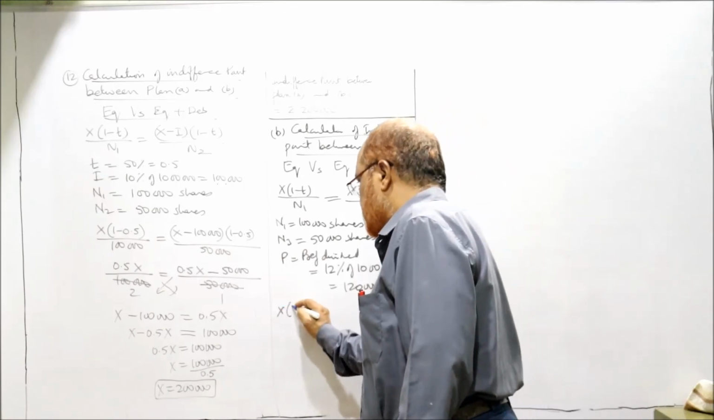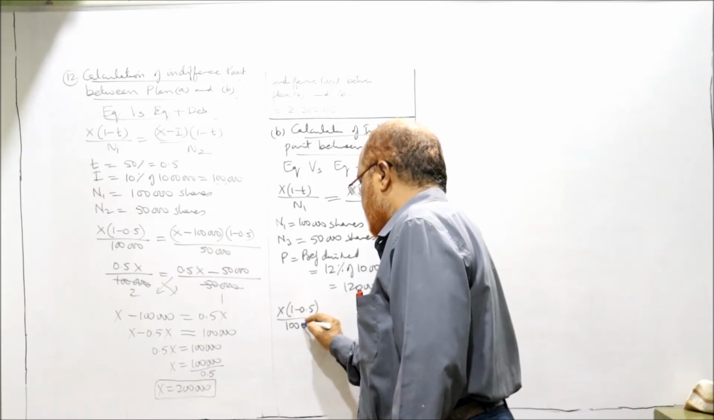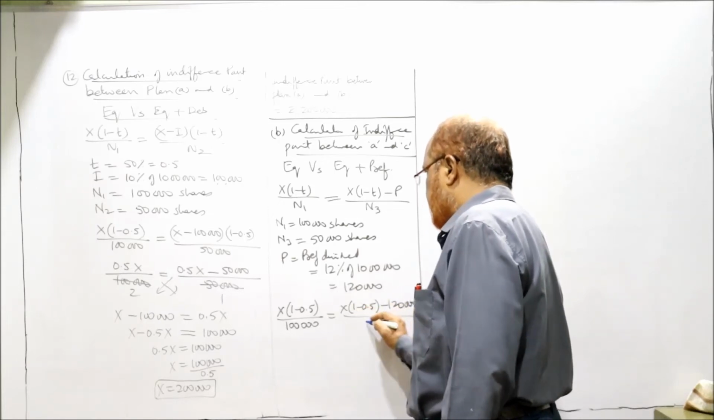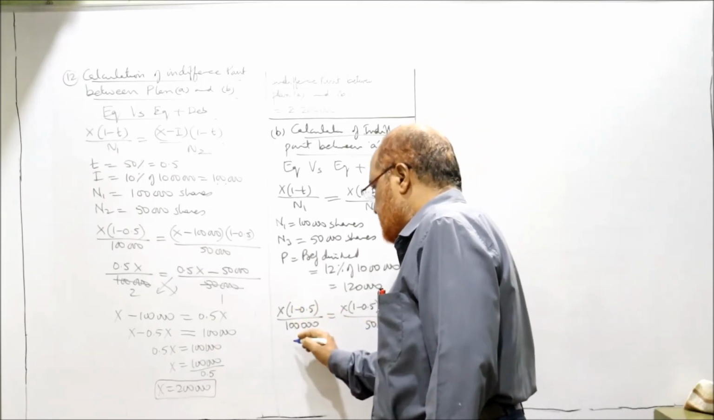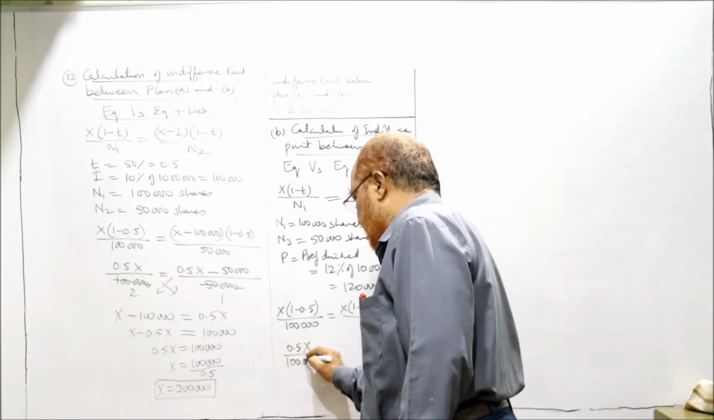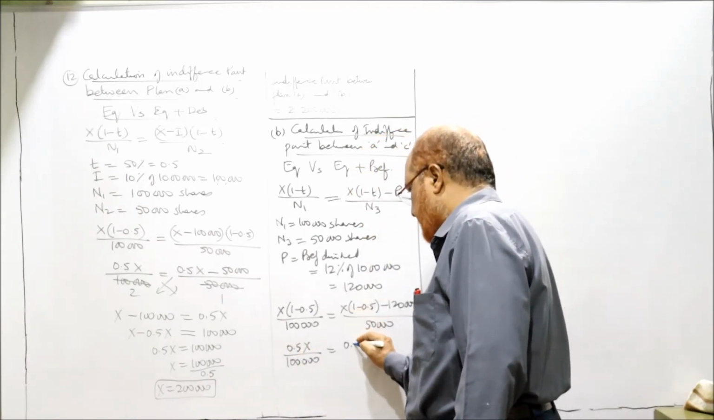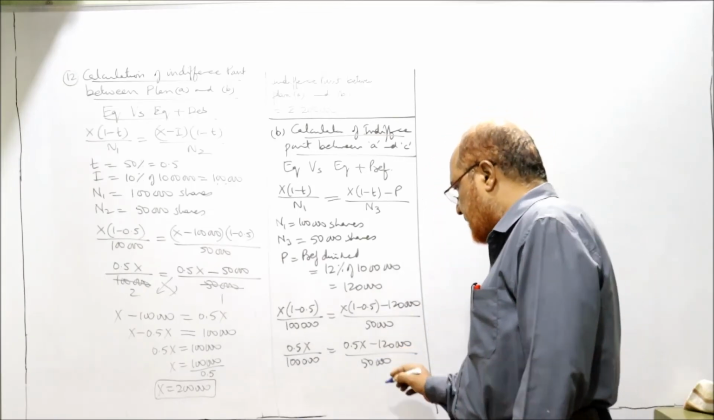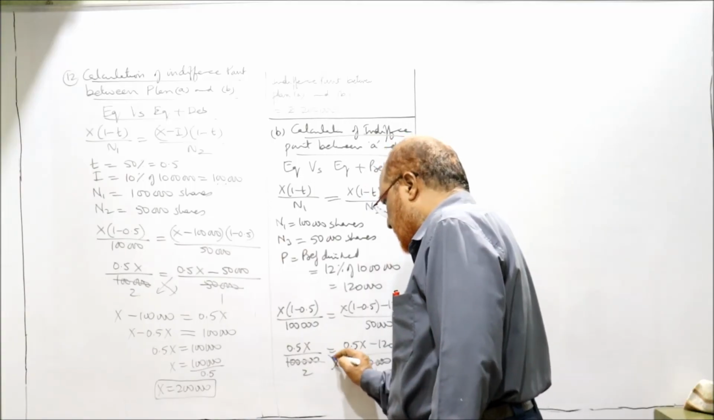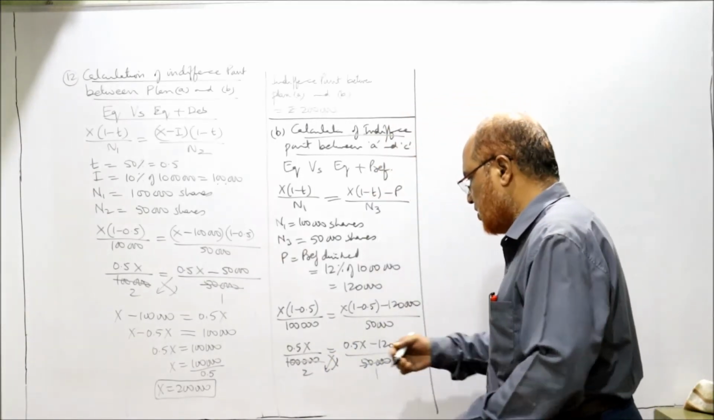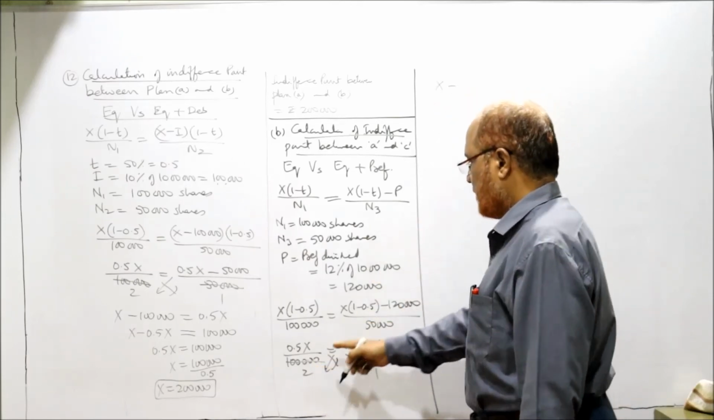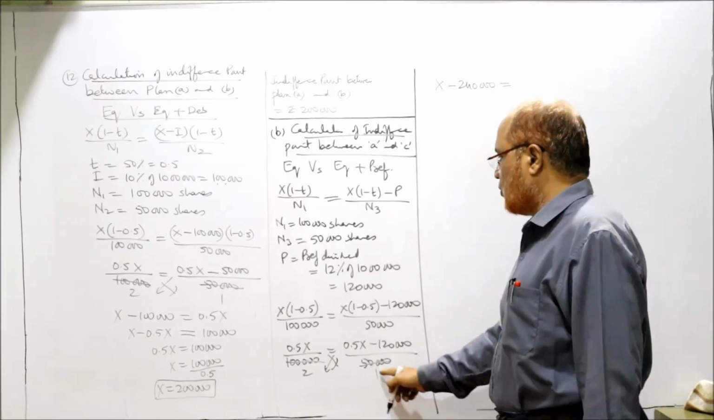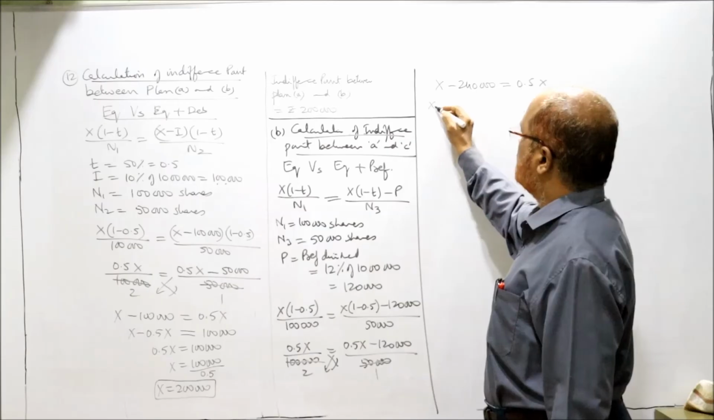That's it. Now we substitute: X into 1 minus 0.5 divided by 1 lakh is equal to X into 1 minus 0.5 minus 1,20,000 divided by 50,000. Now 1 minus 0.5 is 0.5X divided by 1 lakh is equal to 0.5X minus 1,20,000 divided by 50,000. Now we can cancel 50,000 one time, 50,000 two times. Now we can make the cross multiplication. 2 into 0.5 is 1X minus 2 into 1,20,000, which is 2,40,000, is equal to 1 into 0.5X, 0.5X. Bring this X to the left hand side.